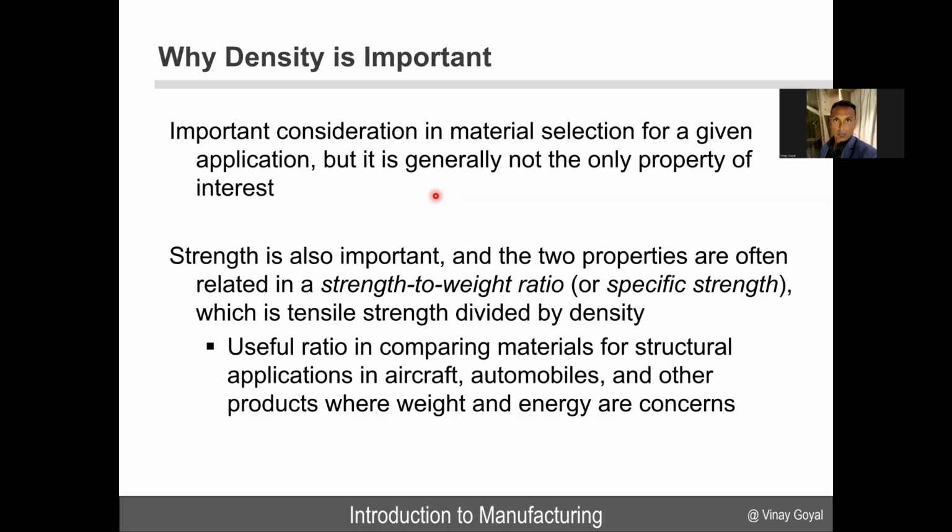The two properties people look at is strength to weight ratio, which tells you how structurally efficient something is. A part's strength is compared to its density, which is the tensile strength divided by density. So that's really what that definition is. This is a useful ratio in comparing different materials across a range of applications and a range of materials.